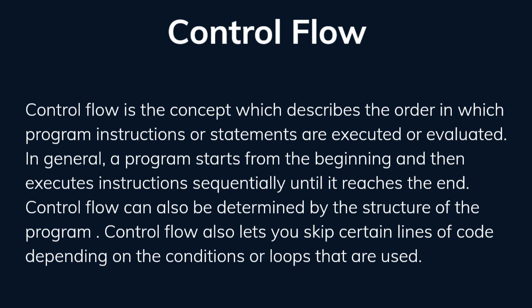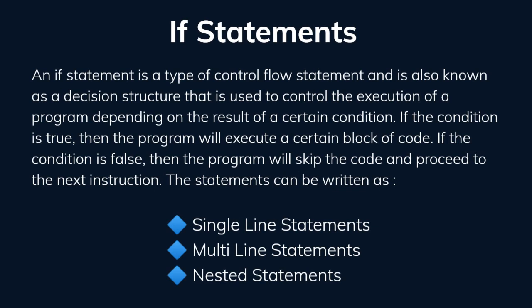Before we start into if statements, we must understand what control flow is. Control flow is the order in which program instructions or statements are executed or evaluated. In general, a program starts from the beginning and then executes instructions sequentially until it reaches the end. Control flow can also be determined by the structure of the program. Control flow also lets you skip certain lines of code depending on the conditions or loops that are used in the program. So, what are if statements?